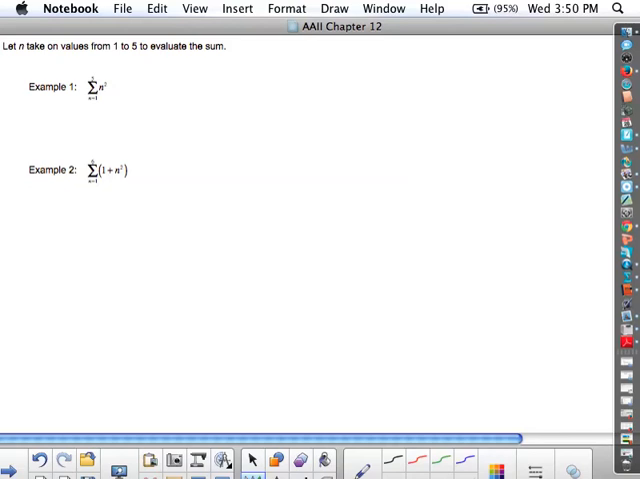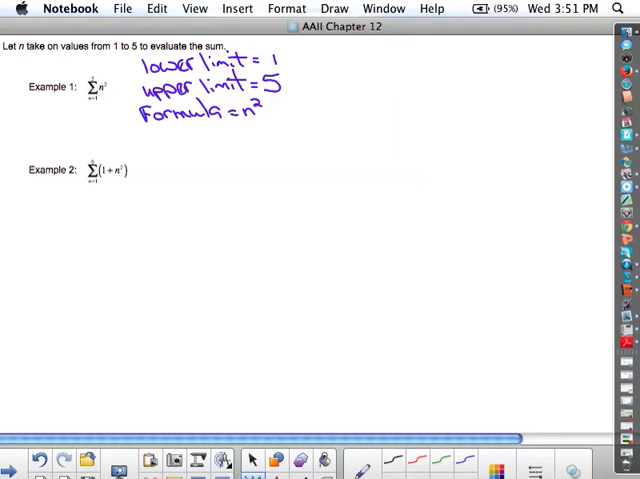So let n take on values from 1 to 5 and evaluate the sum for these summation notations. So again, my lower limit will be 1. My upper limit will be 5. My formula is n squared.